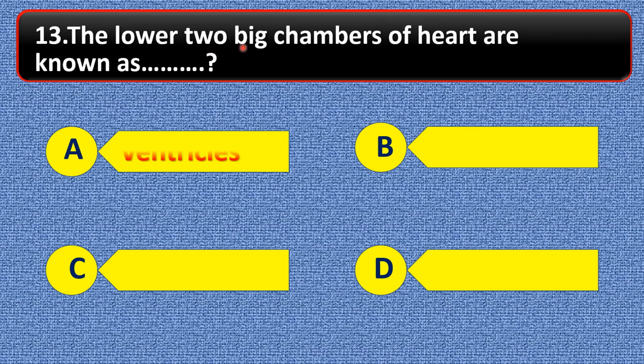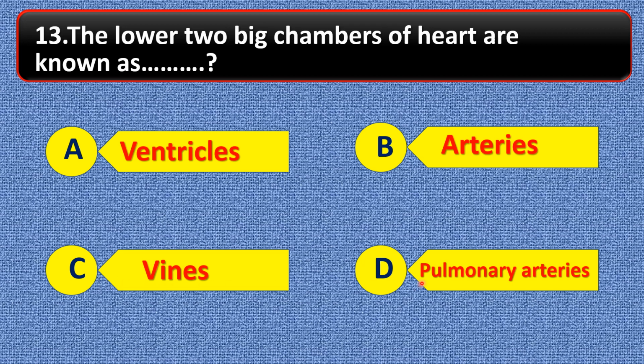The lower two big chambers of heart are known as option A, ventricles. Option B, arteries. Option C, veins. Option D, pulmonary arteries. The correct answer, ventricles.